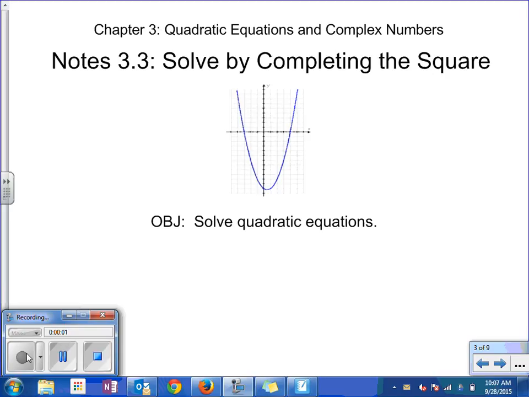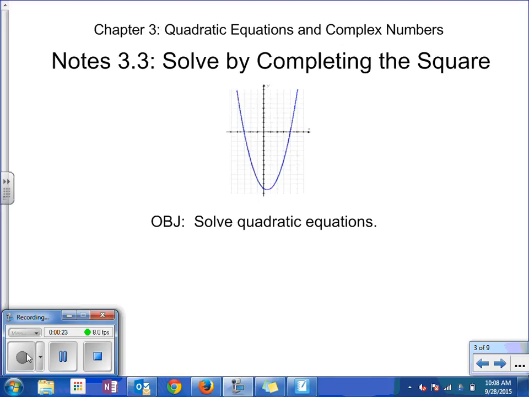Today we're going to cover Notes 3.3, which is solve by completing the square. If you'll remember, we started Chapter 3 by introducing the complex number set. So we now know that there are numbers outside of the real numbers. They're imaginary.